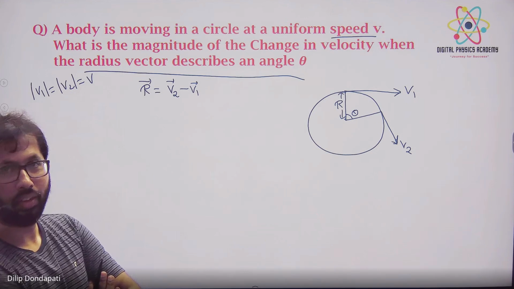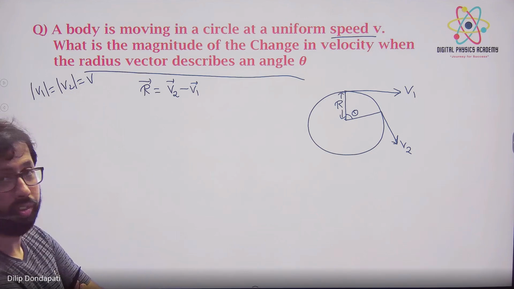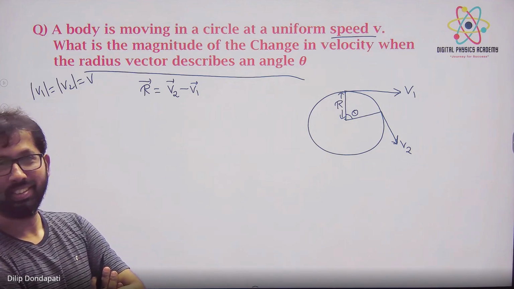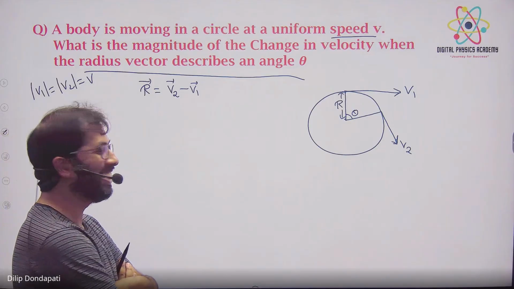Sir, in terms of theta. 180 minus theta. No, wrong. Angle between two vectors v1, v2. Sir, 180 minus theta only. No, wrong. Oh, correct. So is it 90 minus theta? No, wrong. Sir, theta. Sir, that's right only, sir. Theta, that is right. Theta is right.